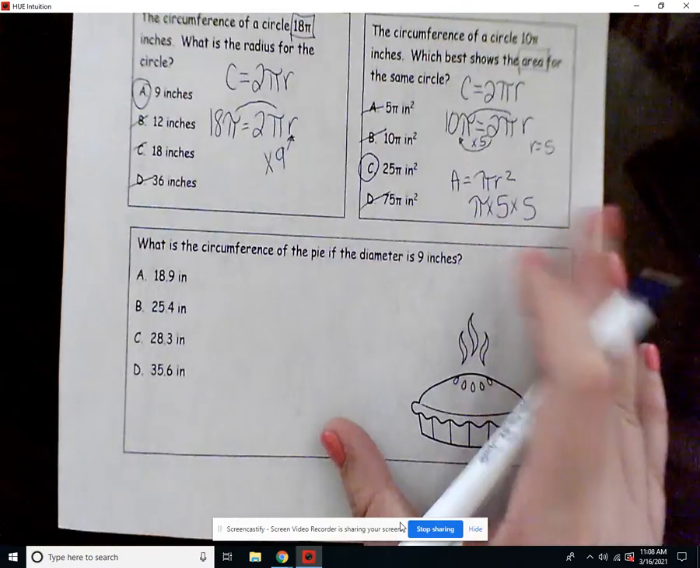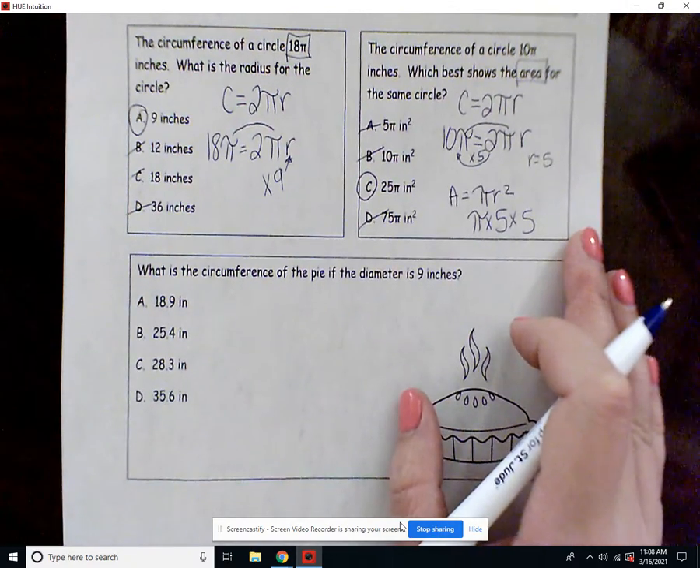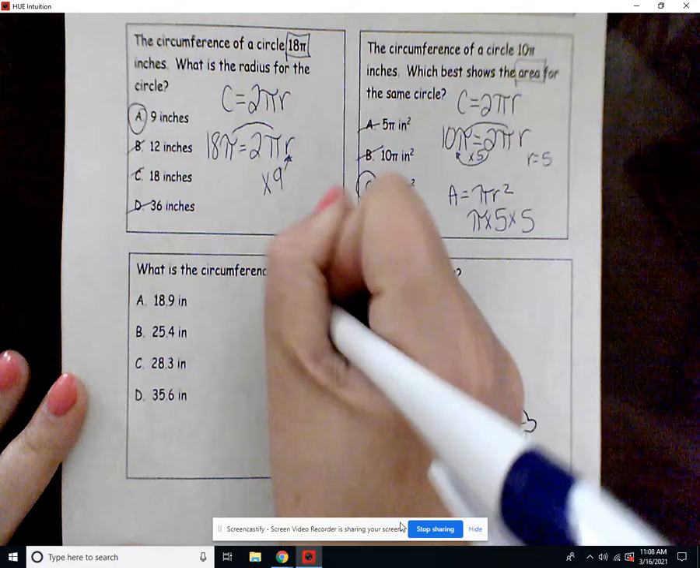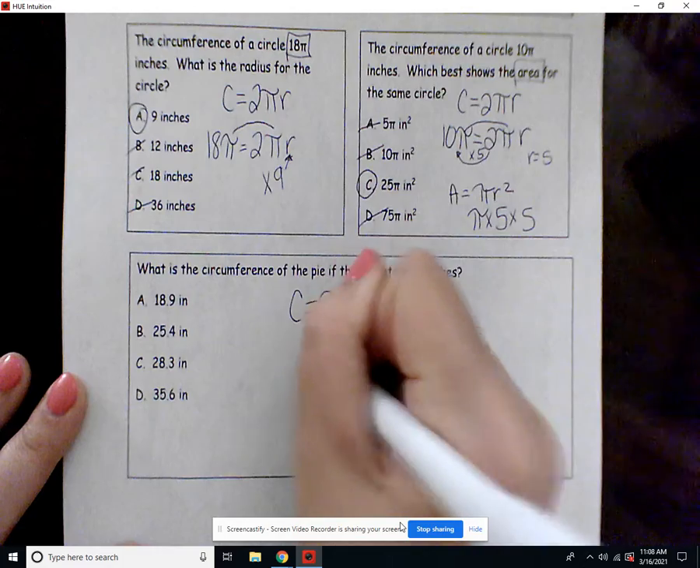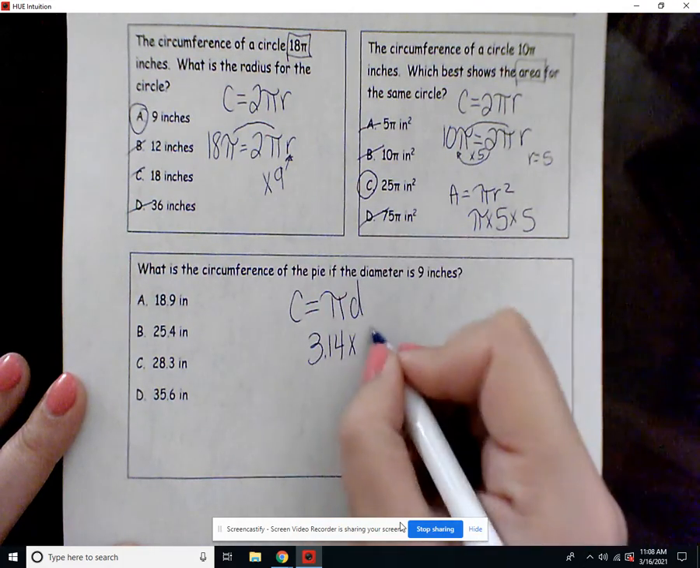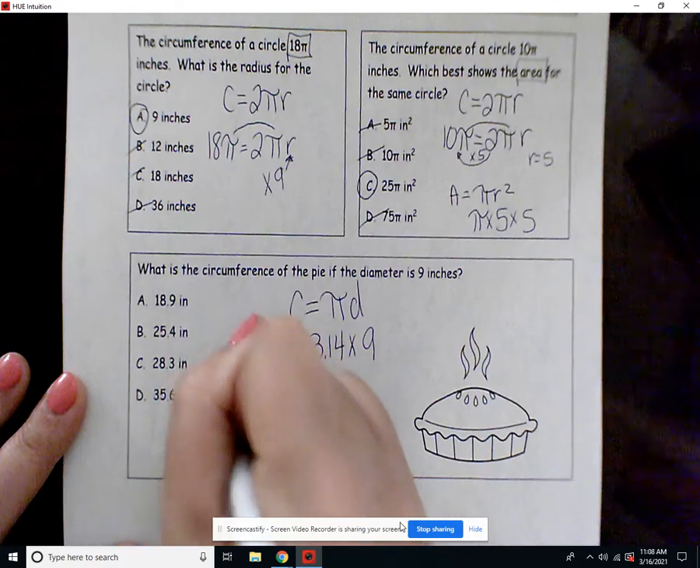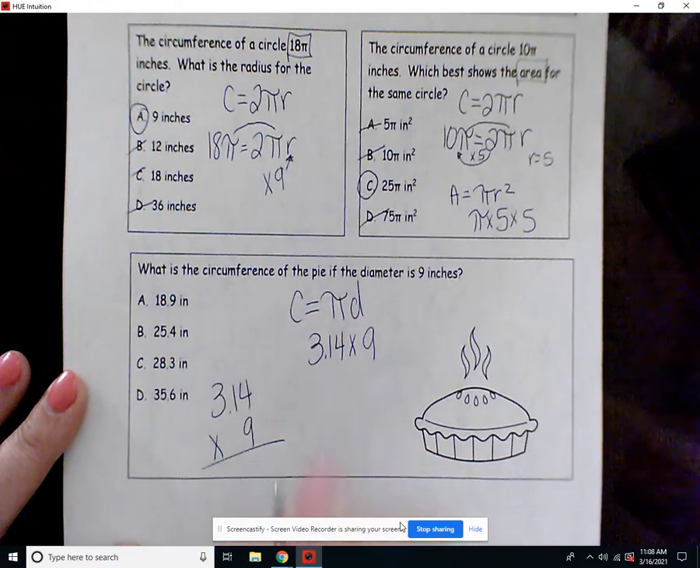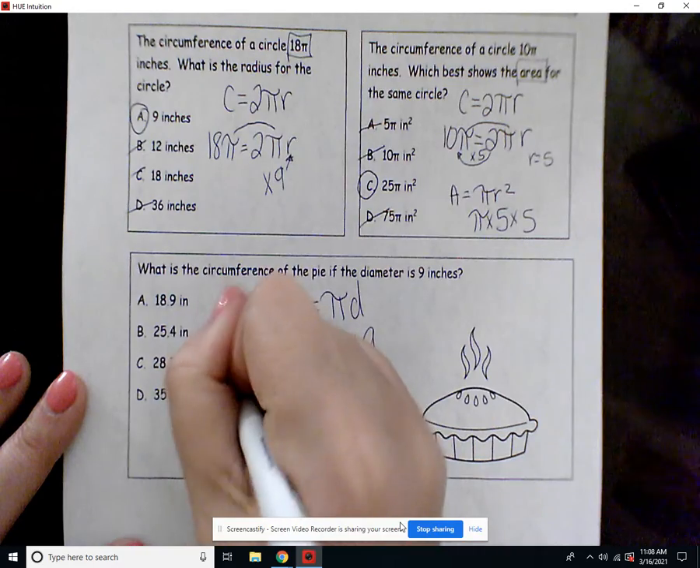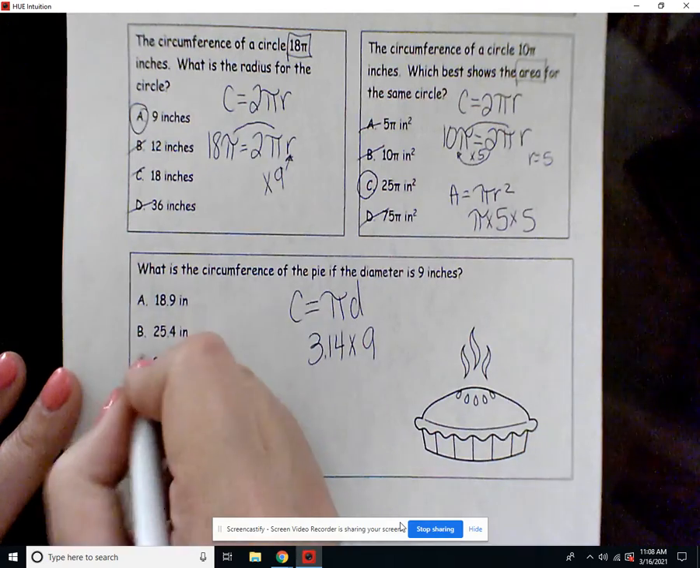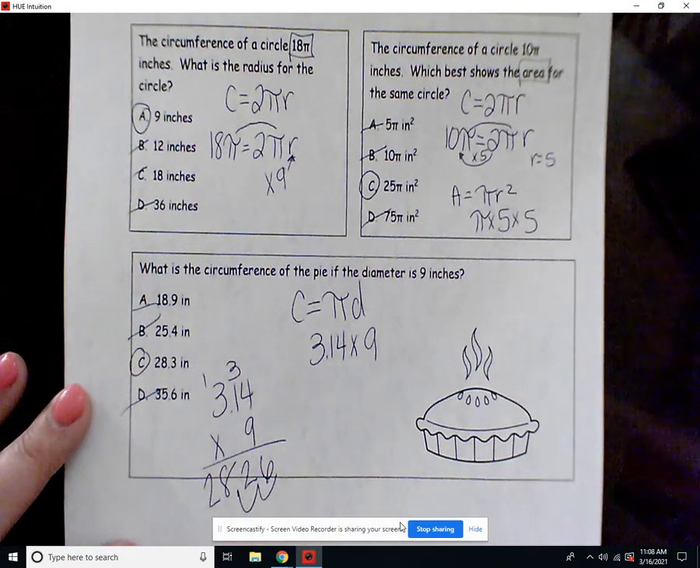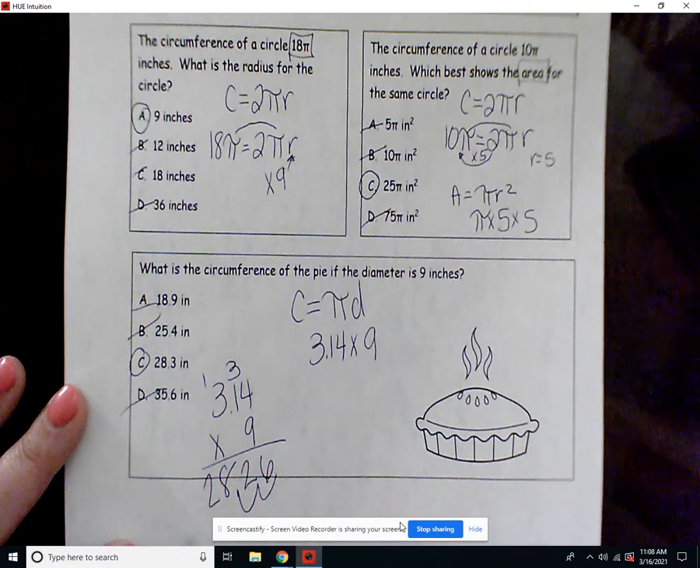Okay, so the rest of these are just going to be circumference and area. What is the circumference of the pie if the diameter is 9 inches? So we'll use our C equals pi d formula. They don't give us pi, so that's going to be 3.14. Our diameter is 9. So we're going to multiply those together and then find the answer that is closest. Move our decimal twice, and the closest answer is C. Okay, you don't have to memorize the formulas, but you do need to know how to use them. So I will give them to you on your homework, just to make sure that you know how to use them.